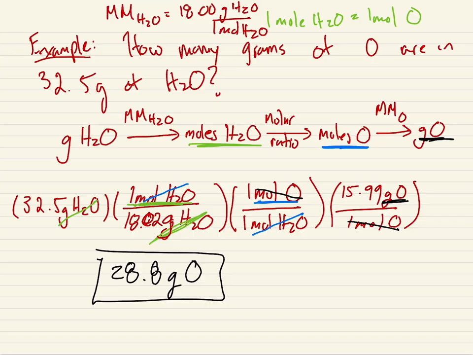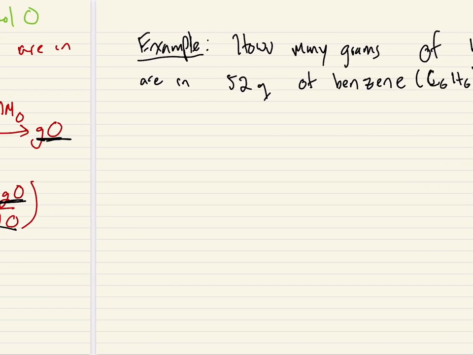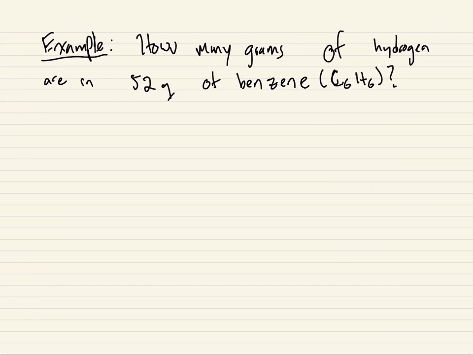All right, so we have one more that we'll look at. And for this one, we're not going to go through and solve the final number. I just want you to find the flowchart for going through this question. All right, so what is the flowchart for this problem? So where are we starting from? What units are we starting from? 52 grams of, yep, grams of benzene. Right, that's the organic molecule that we're using.